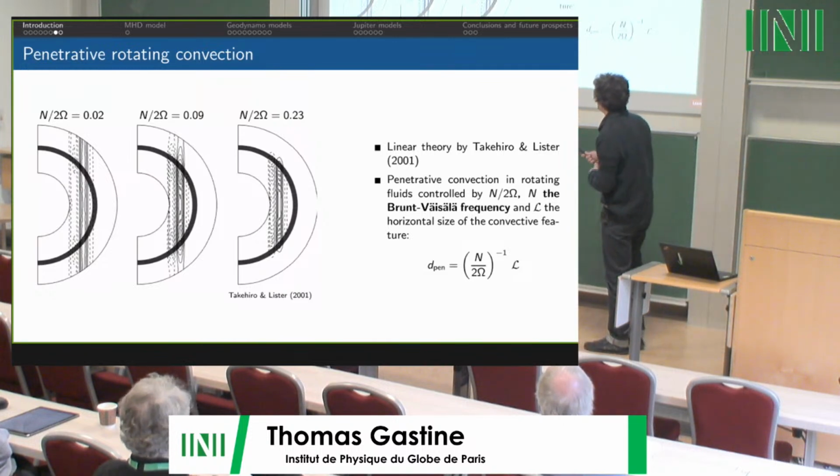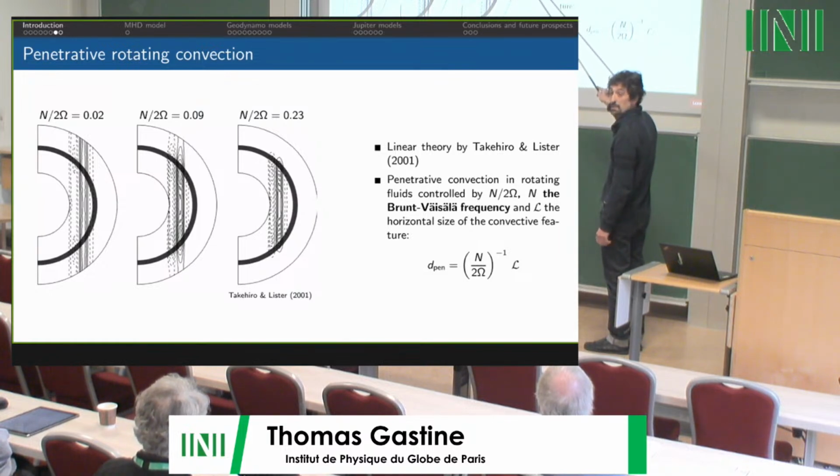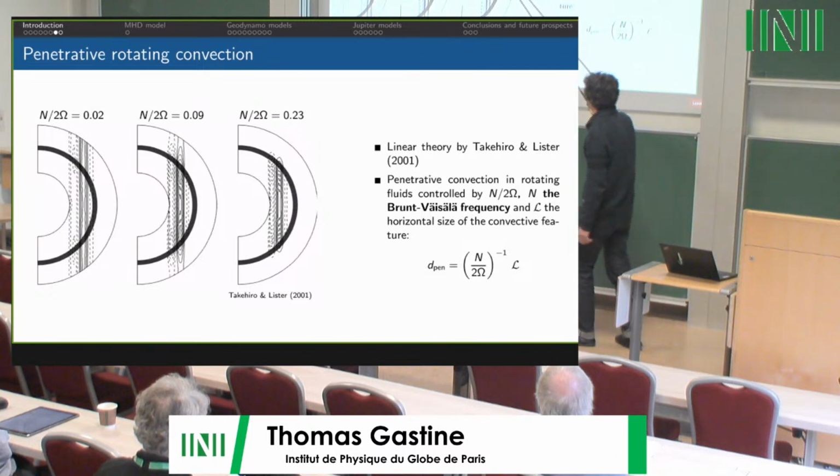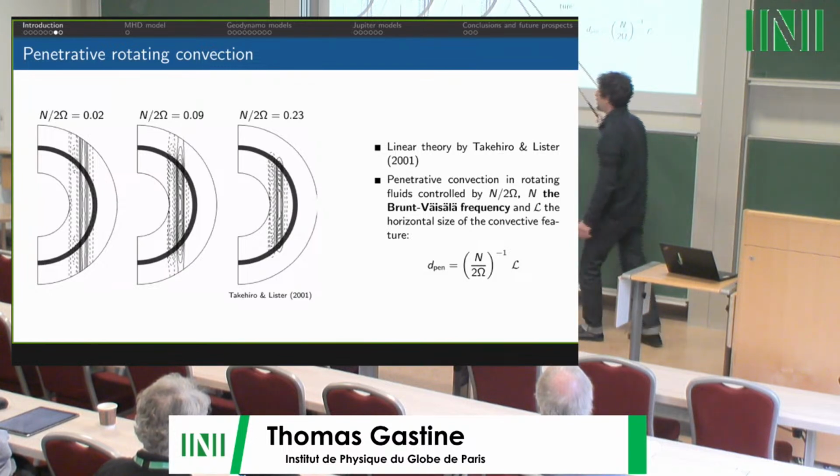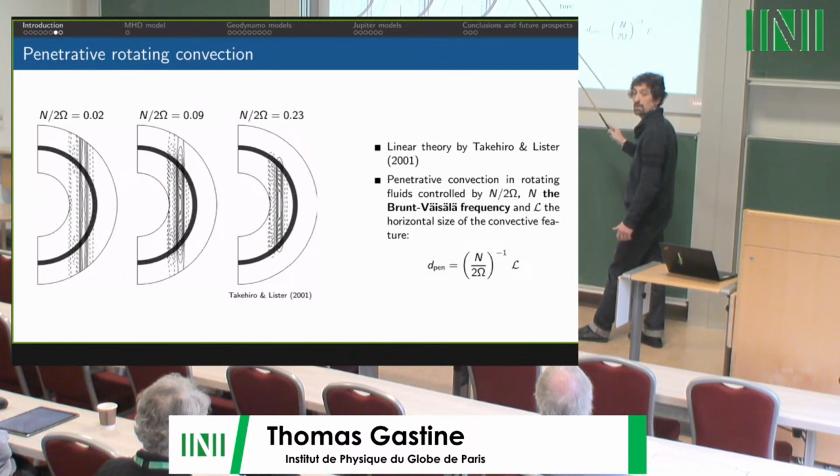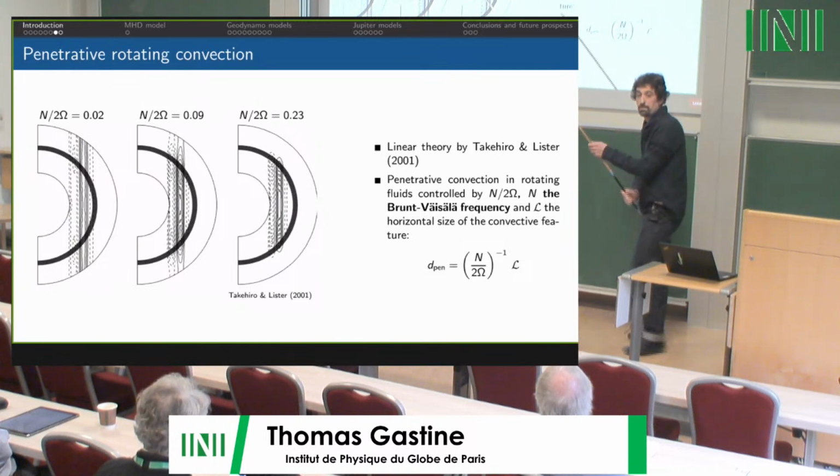As an illustration, you see here three configurations. The bottom part is convecting, the upper part is stably stratified. And here you just decrease N over Omega, and you see that your convective structures are either penetrating the whole way through or are rather confined in the underneath convective region.